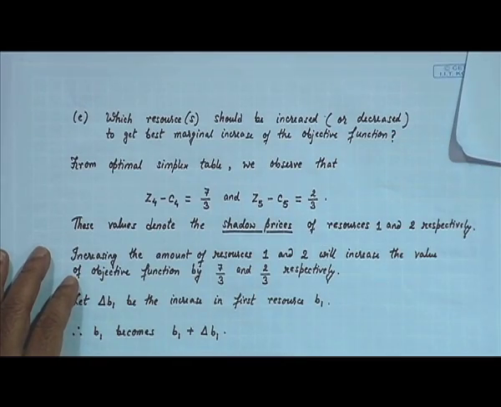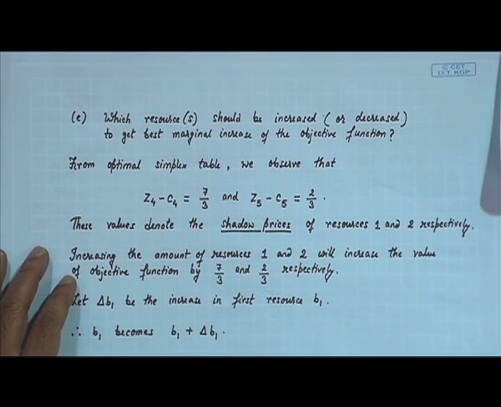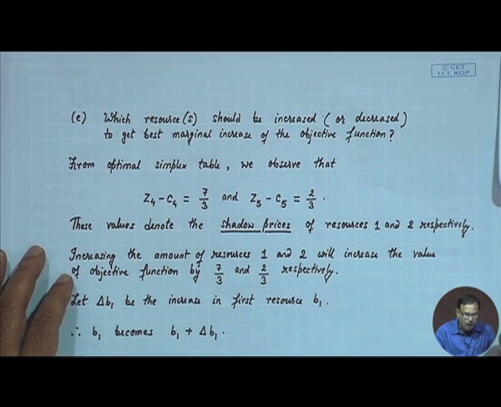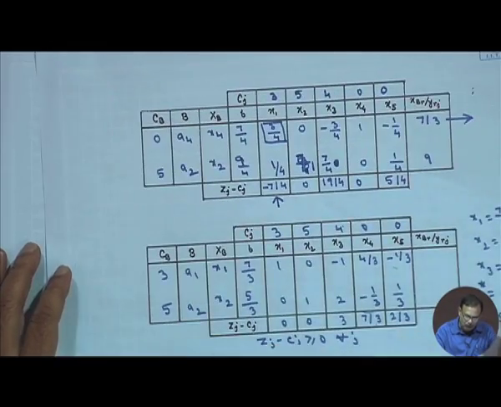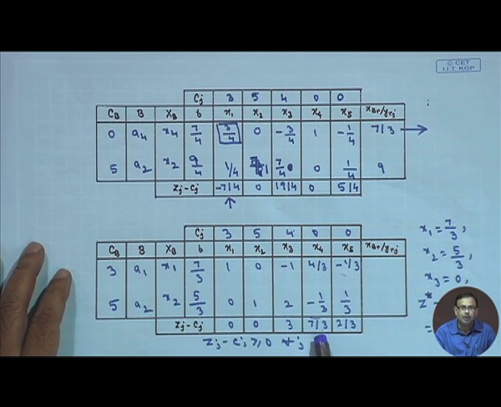So, from here, which resources should be increased or decreased to get the best marginal increase in the objective function? Now, from the optimal simplex table, the value of Z 4 minus C 4 is 7 by 3 and Z 5 minus C 5 is 2 by 3.